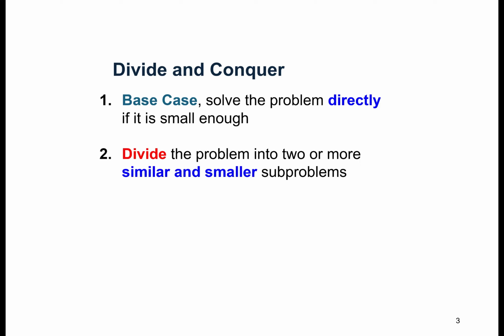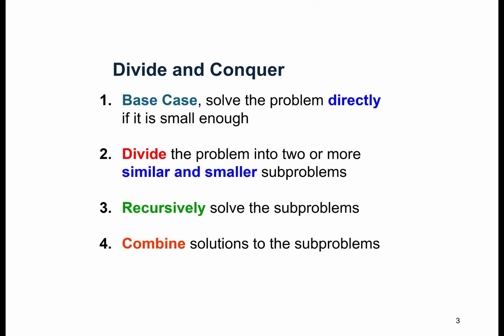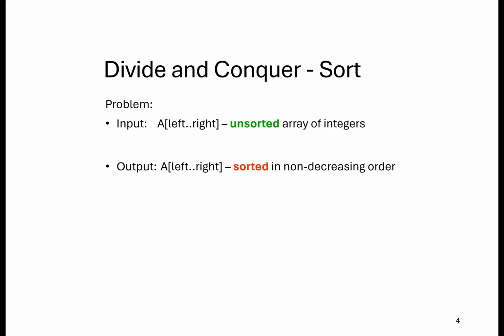Say my array size is 1, if I only have one element, sorting it is straightforward because that element itself is the result, right? And the next step is we must have a base case. That's the first thing. The second thing is we have to divide the problem into two or more smaller subproblems and recursively then solve the subproblems and finally combine the solutions into the subproblems.